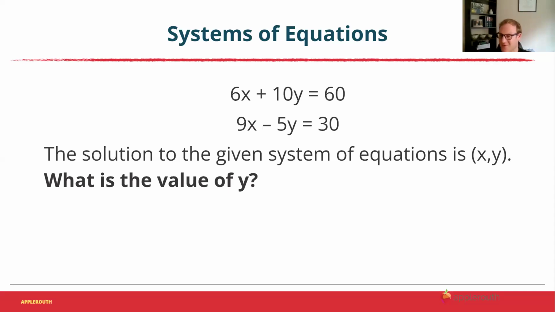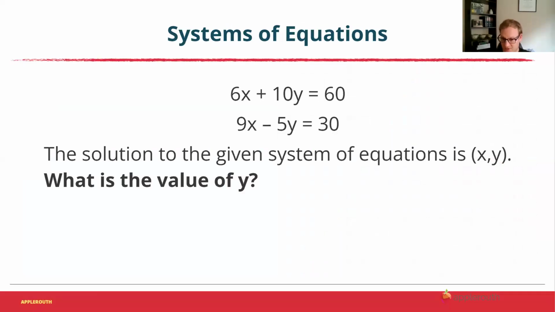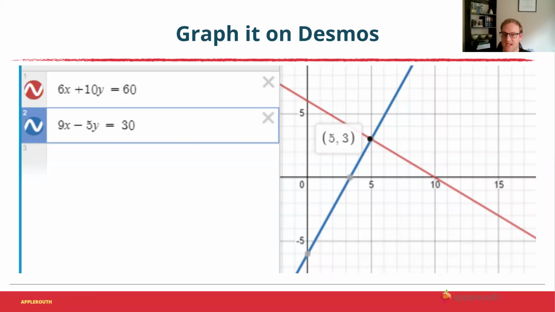Even if you badly want to do the math, do this. First expression is the first line. Second is the second line. One's red, one's blue. They cross. And the y coordinate of the point of intersection is 3. Our answer is 3. That will take 10, 20 seconds.